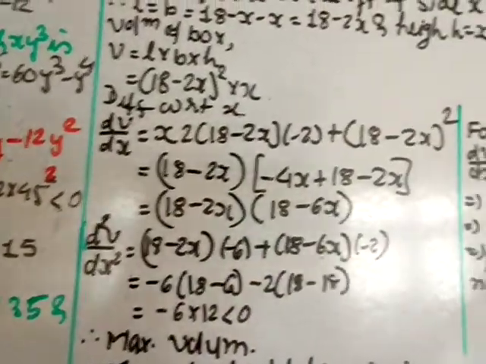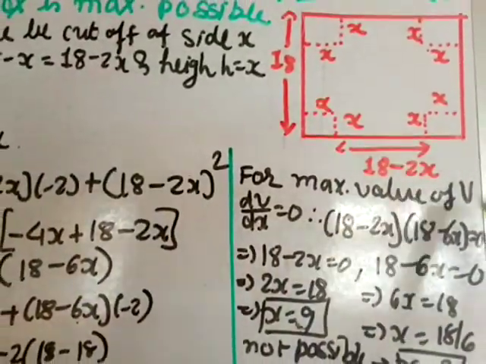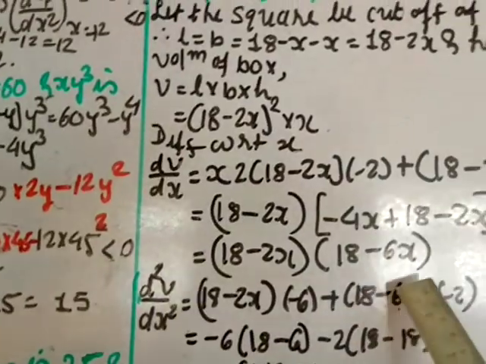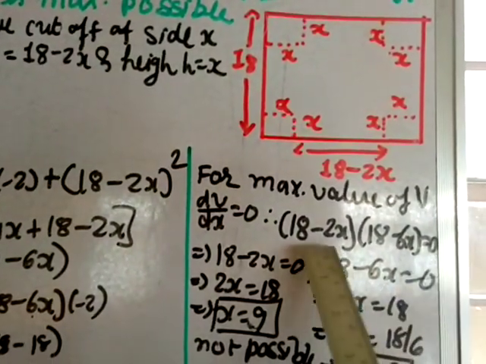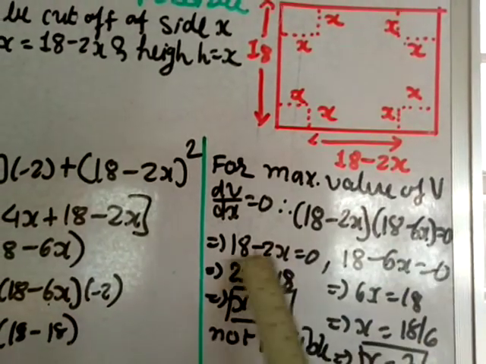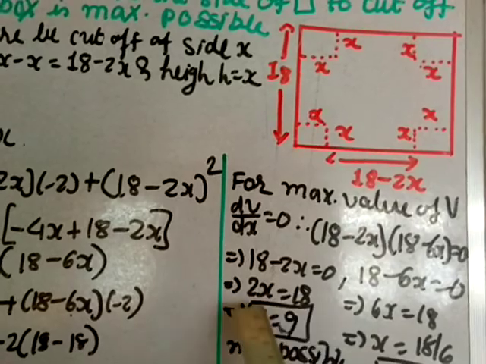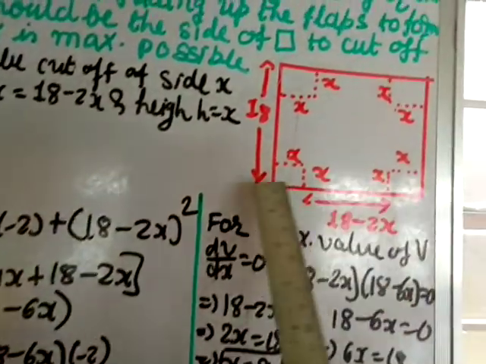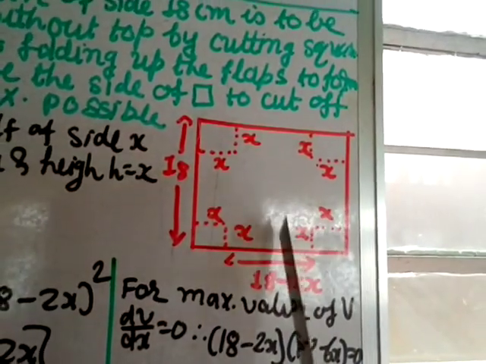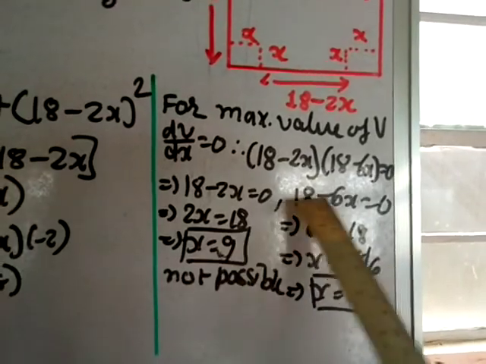Okay, now I come back. They have said the volume is maximum, so for maximum volume dV by dx has to be 0. So this factor or that factor has to be 0. So I put (18 minus 2x)(18 minus 6x) equal to 0, that means either this is 0 or this is 0. So when this is 0, 2x is equal to 18, divided by 2 it comes 9, but this is not possible. The length is 18, so I cannot cut half. Then the box is not possible, so we neglect this. We'll go to the second part.